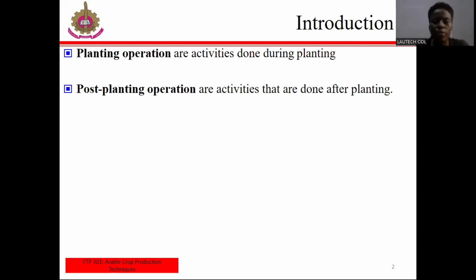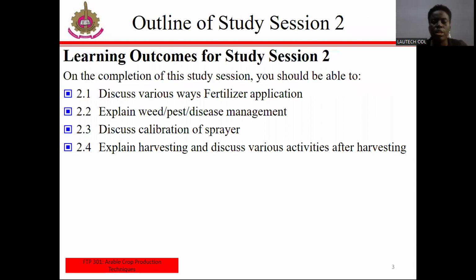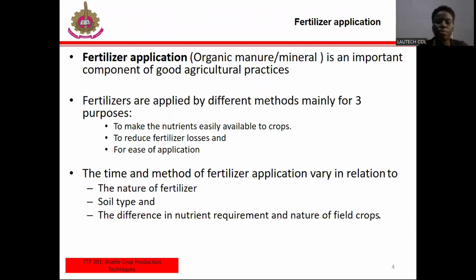And when we are talking of the post-planting operation, these are the activities that are carried out after the planting process. So in this section, we'll be looking at the various ways by which we apply fertilizer to our crops. These are part of the activities done during the planting process. Then we'll look at weed, pest, and disease management. We'll also look at the calibration of sprayers. Then we'll also be looking at harvesting and other various activities after harvesting.